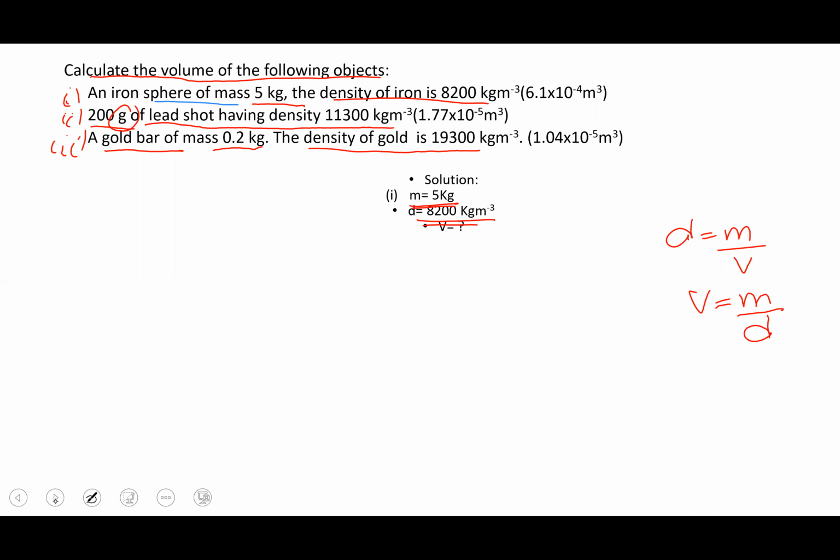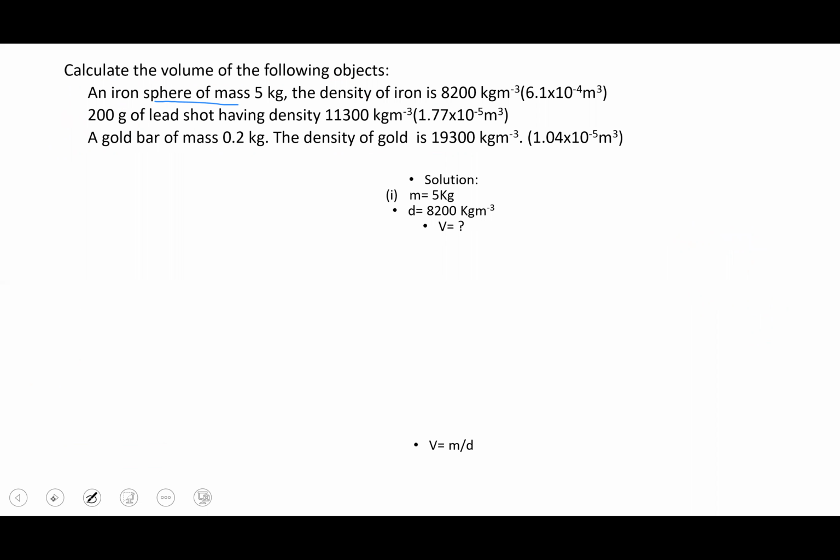The volume of iron, basically we have to find it out. So volume is equal to mass per unit density. Putting in the values of mass, which is 5 kilograms, divided by density, which is 8,200, we'll get the volume is equal to 6.1 into 10 to the power minus 4 meter cube. This is the required answer for the first case, for the iron sphere.